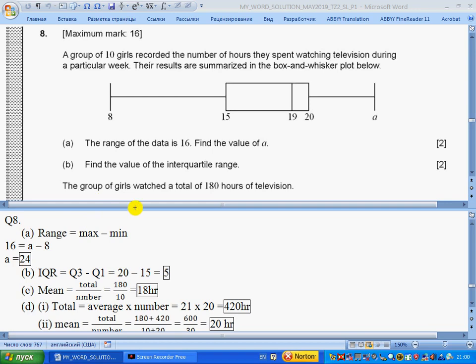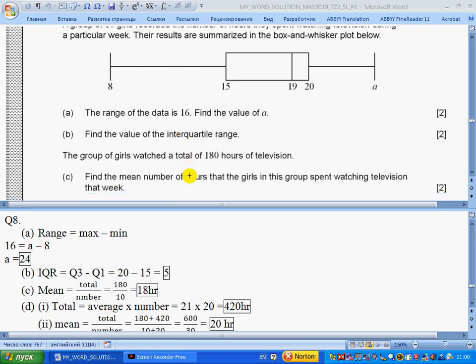Find the value of the interquartile range. Interquartile range, by definition, is third quartile minus first quartile. 20 minus 15 from the diagram equals 5. The group of girls watched a total of 180 hours of television. Find the mean number of hours that the girls in the group spent watching television this week. Mean equals total by number. So total is 180. Number is 10 girls. We are getting 18 hours.